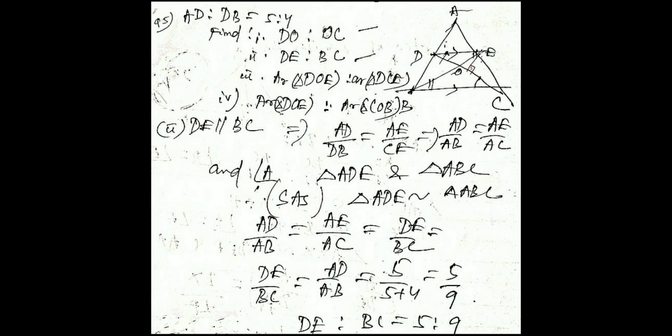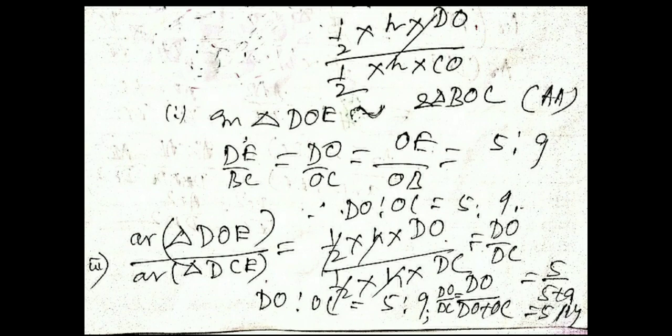It is up to you. You may take it directly, it is not necessary to use the basic proportionality theorem. You can also directly take AD by AB is equal to AE by AC is equal to DE by BC, and place the given values. AD is to DB is 5 is to 4, so 5 by 5 plus 4 is equal to 5 is to 9. Okay, clear? So this is your DE is to BC is equal to 5 is to 9. Next, to find out.